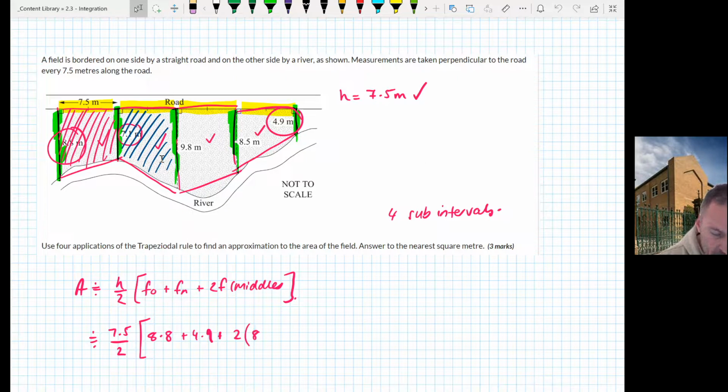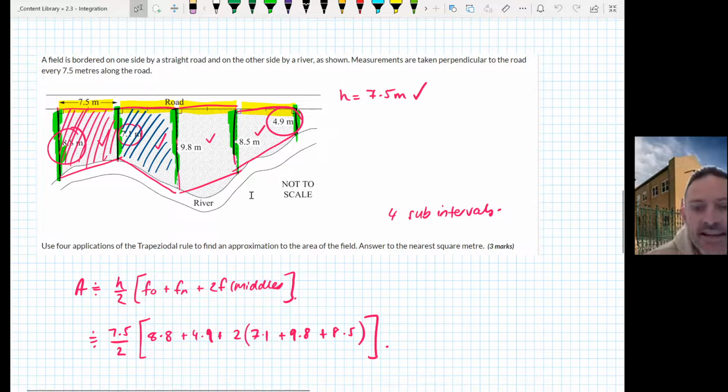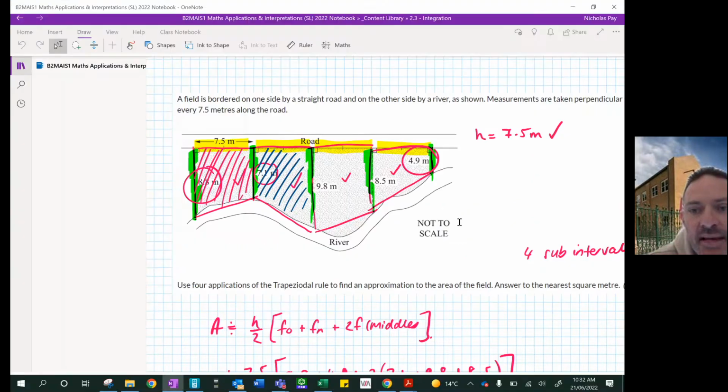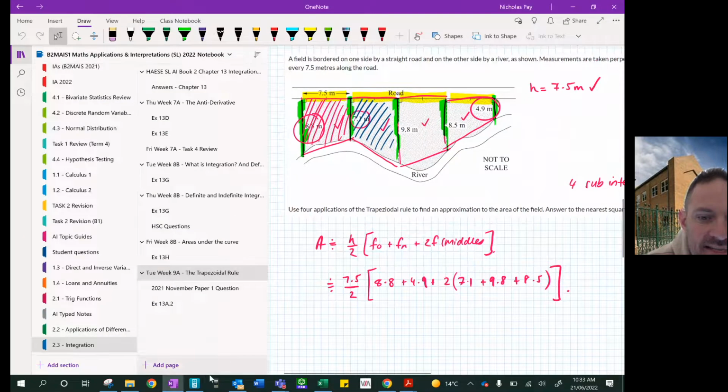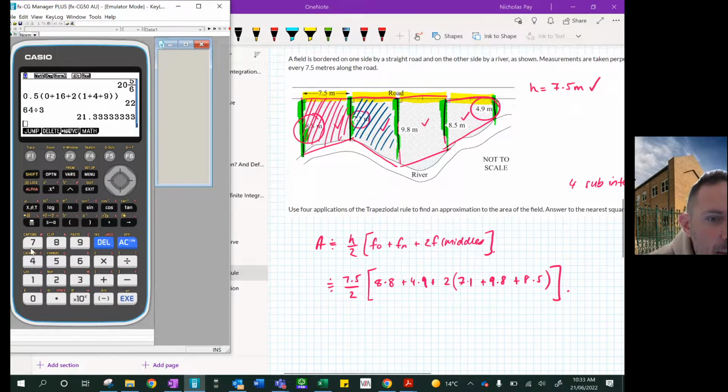So 8.8, oops, not 8.8, that's the very first one, wasn't it? Naughty, naughty. 7.1 plus 9.8 plus 8.5. And that's it. That's all I'm doing. That's literally what my rule says to do. Okay, it's actually not that hard when you think about it. The issue is they can present the questions sometimes in different formats. Okay, but now I'm going to put 7.5. I'm going to open my brackets. Oops, I'm going to make sure it's over 2. Okay, because it's h on 2.